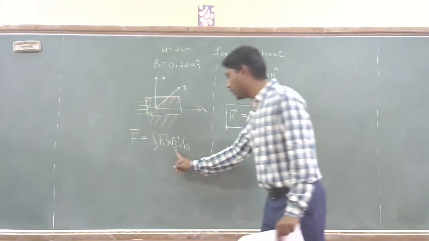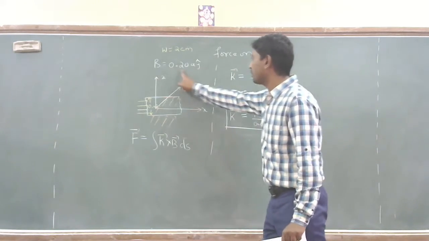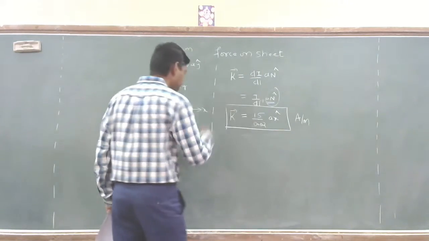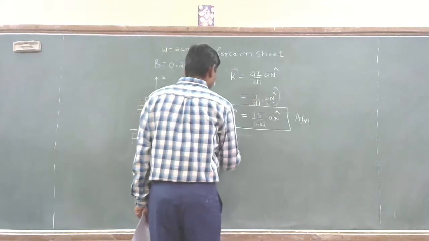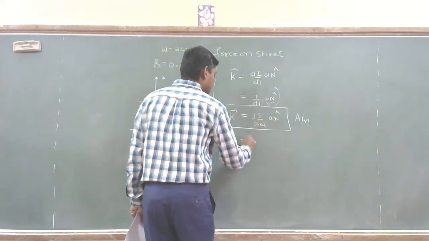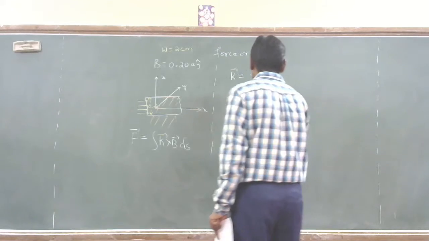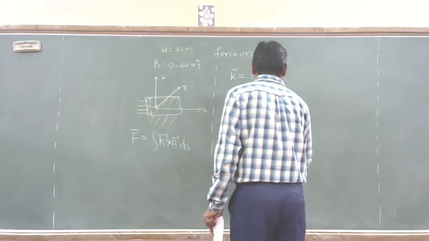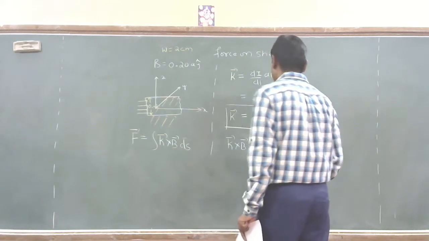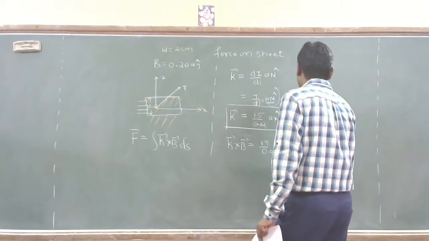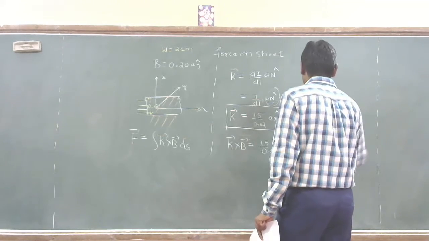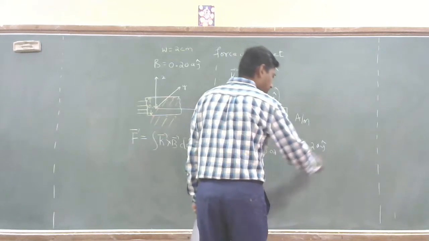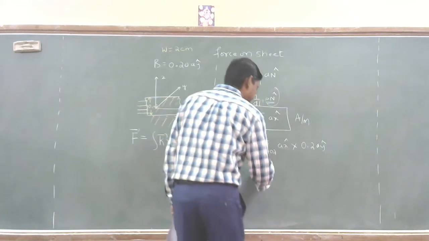And we know our B. B is given as 0.2 ay hat. So it's quite simple. We can do a dot product now, sorry, cross product. So we will check that K cross B is equal to 15 by 0.02 ax hat cross 0.2 ay hat. So ax hat cross ay hat is quite simple. We know that it is az hat.